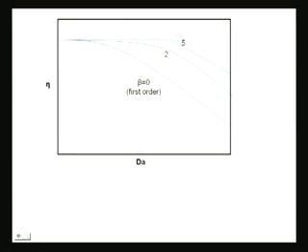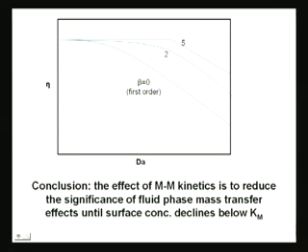So this is a very important thought that we want to take away from this whole chapter, because the reason that we are doing this is that we had shown you first order, we had shown you 0th order, but what is the effect of Michaelis Menten kinetics? So the conclusion that we have, and this is essentially the conclusion of this chapter also, is that the effect of Michaelis Menten kinetics is to reduce the significance of fluid phase mass transfer effects until surface concentration declines below Km.